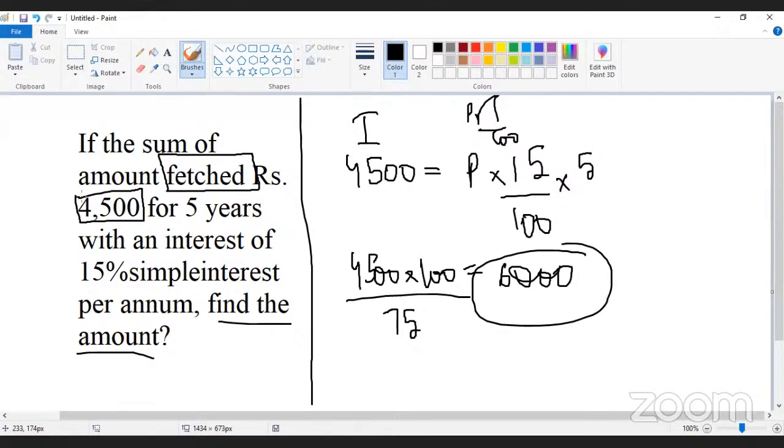Any doubts? So the invested amount is 6,000. If we have to find the total, then it's 10,500. Yes, exactly. Okay, done. That's good. Anybody else have any doubts?